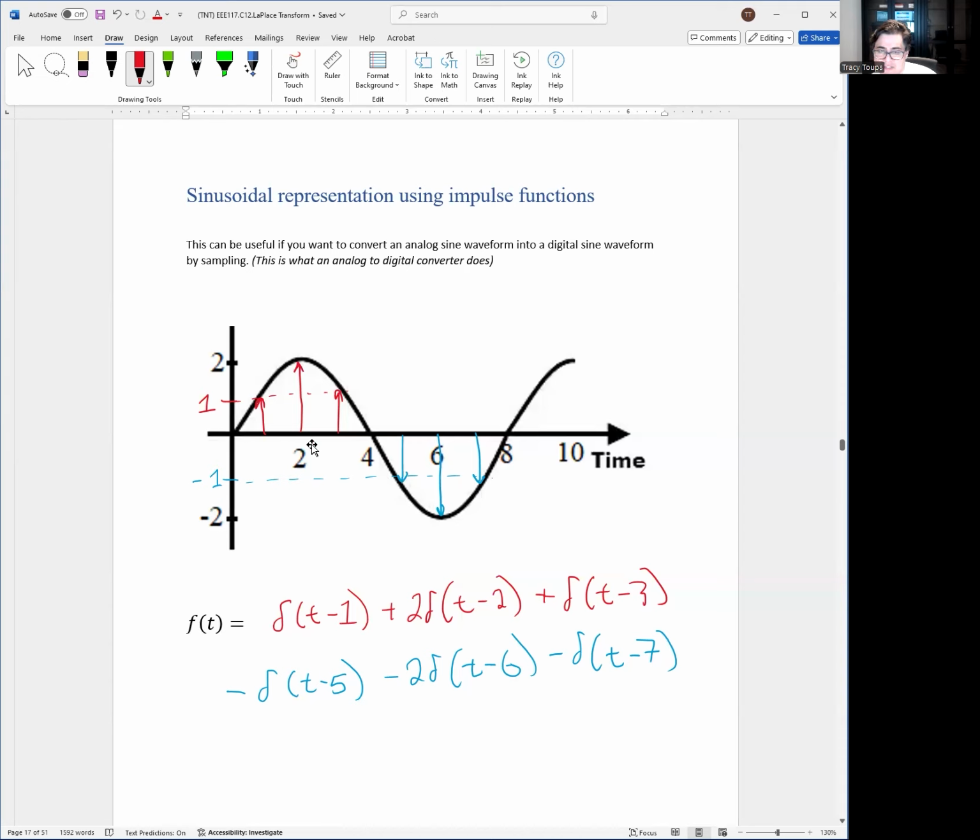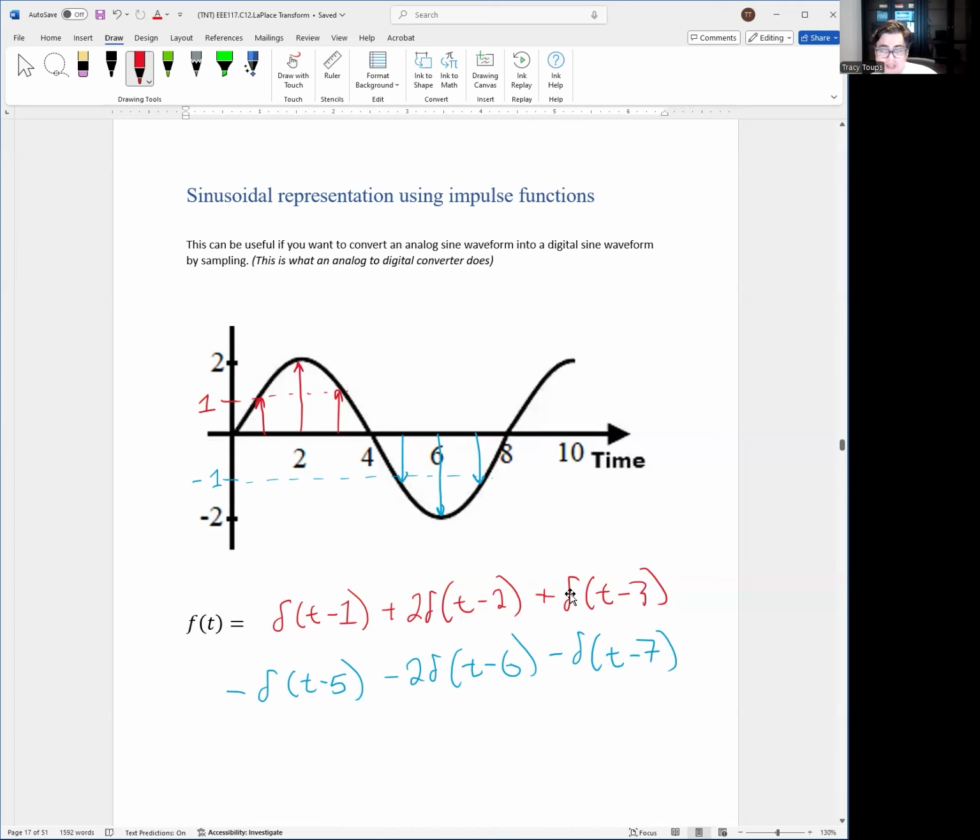We could write this as an impulse function of t-1 to represent the first one, then 2 times the impulse function at t-2, which represents the middle one at the maximum. Then we have a delay of 3, so t-3, and that's a 1. Then the bottom half: negative impulse function t-5, that's -1 at t equals 5. At 6 seconds we have -2, so -2 impulse function t-6. And we have -1 at 7, negative impulse function t-7, and that's the whole cycle. Then we just repeat this over and over again.